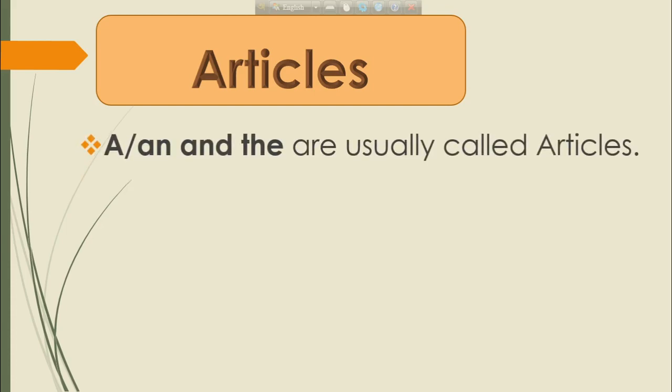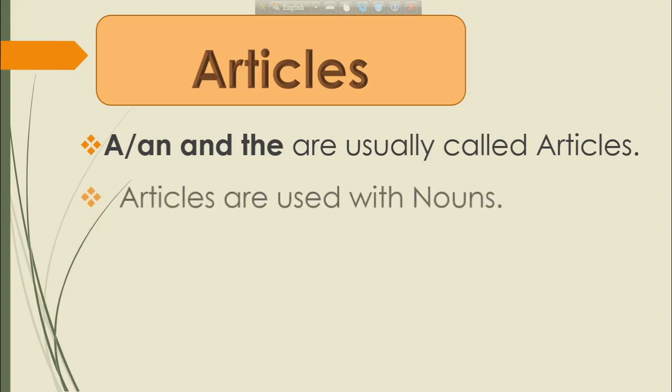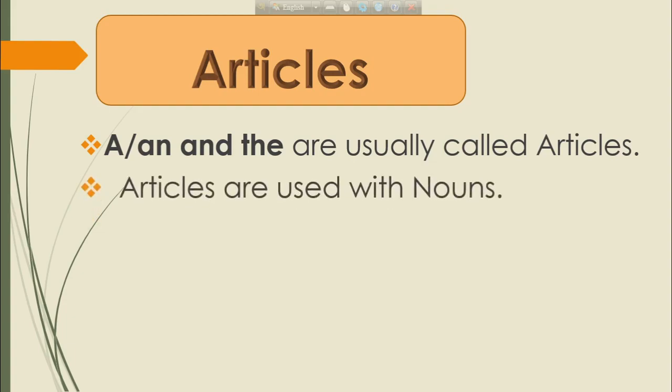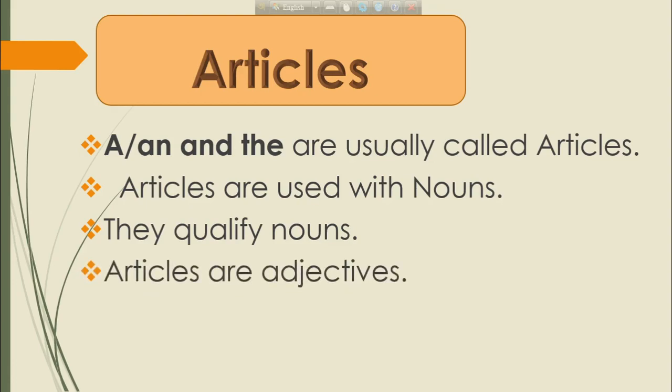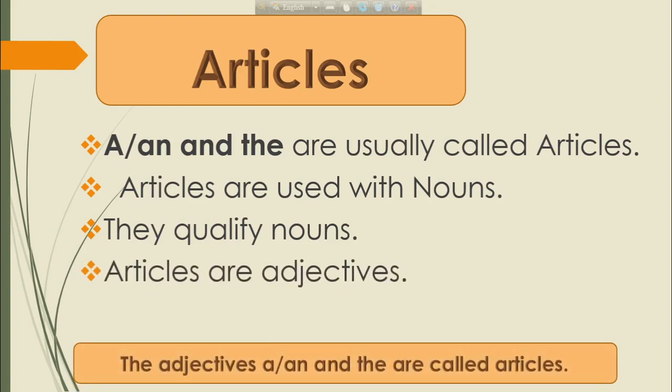A or an and the are usually called articles. Articles are used with nouns. They qualify nouns. So you all know that a word that qualifies a noun or pronoun is called an adjective. So articles are adjectives. Now we can say that the adjectives a or an and the are called articles.